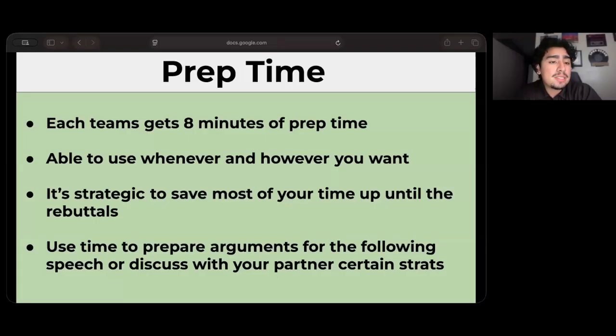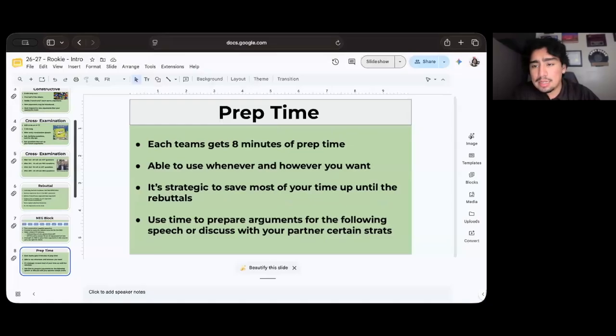You should use time to prepare arguments for the following speech or discuss certain strategies with your partner. With that being said, there's one more thing to learn about when it comes to debate, and that is what the evidence looks like. So we're going to go over that right now.